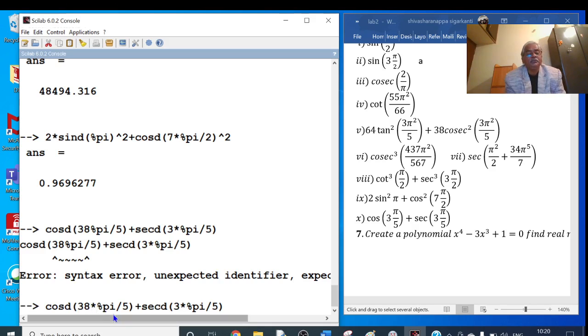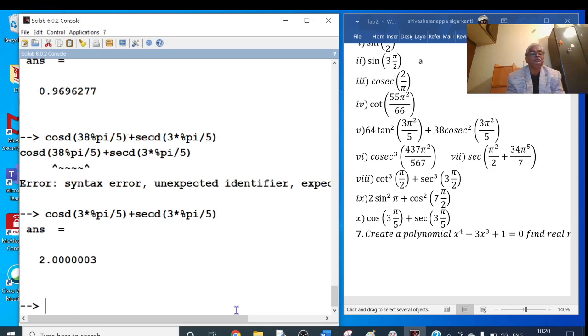Cos 3 pi by 5, okay, I'm not 38. Instead of typing star, I have typed 8. Now this is correct. Okay, enter. I am getting the answer.